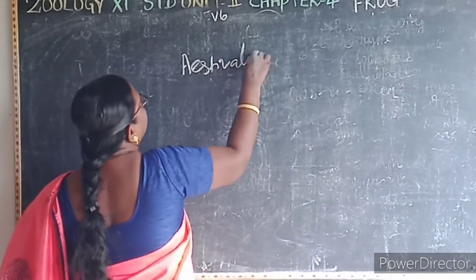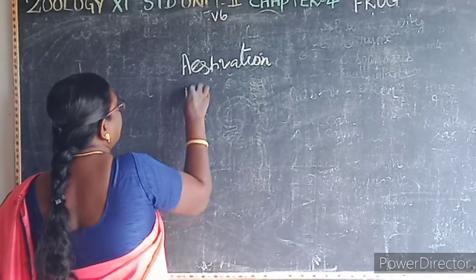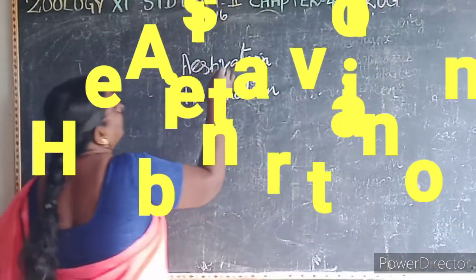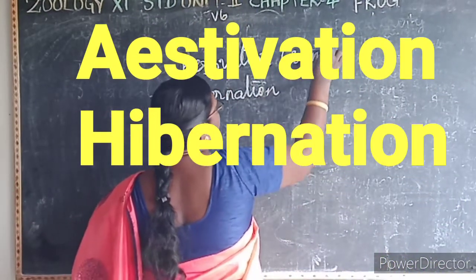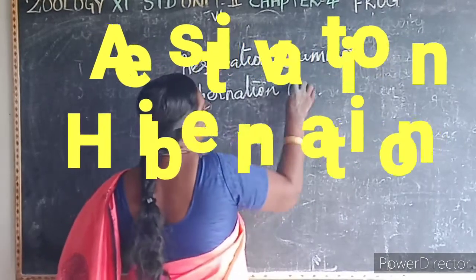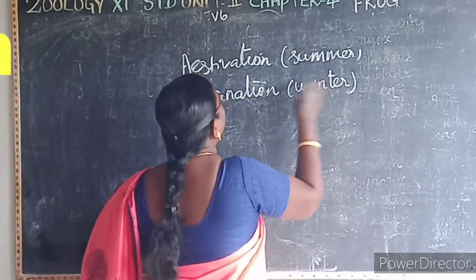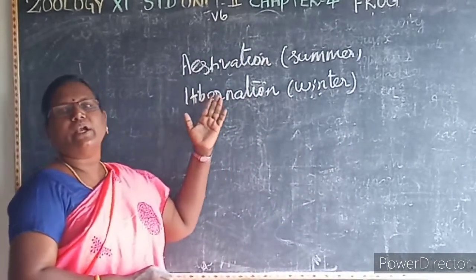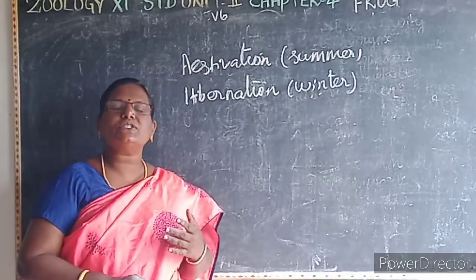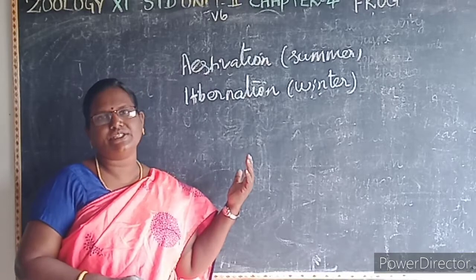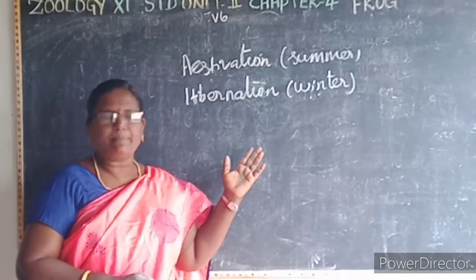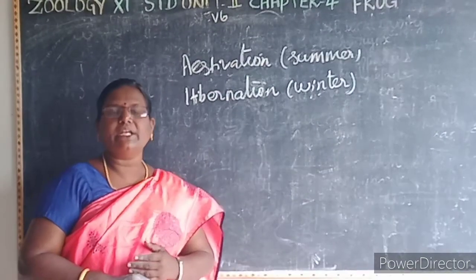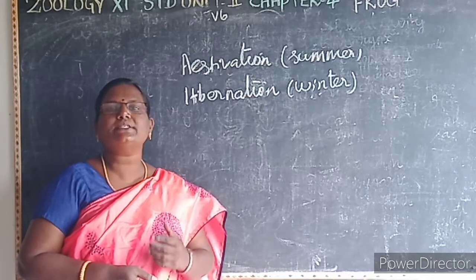Then aestivation. Aestivation means summer sleep. Hibernation means winter sleep. When the frog takes rest during summer, that is known as aestivation. When the frog takes rest during winter, that is known as hibernation. During aestivation and hibernation, gaseous exchange takes place through the skin.